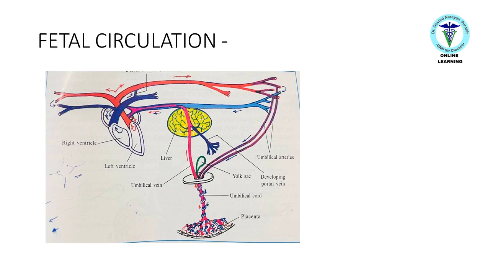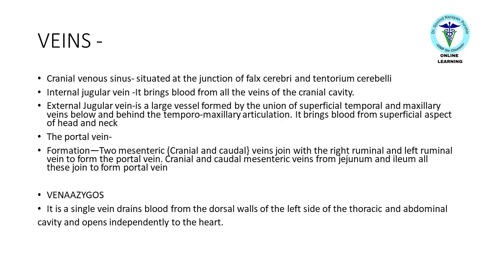Fetal circulation is a unique system that ensures the developing fetus receives oxygen and nutrients through the placenta, bypassing the lungs. Veins play a critical role in returning deoxygenated blood to the heart, with key veins like the cranial venous sinus and internal jugular vein being essential for brain and neck drainage.